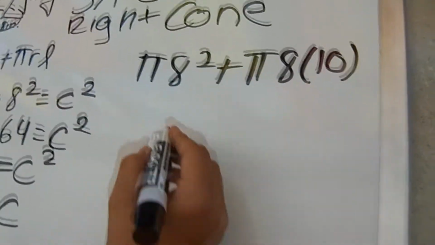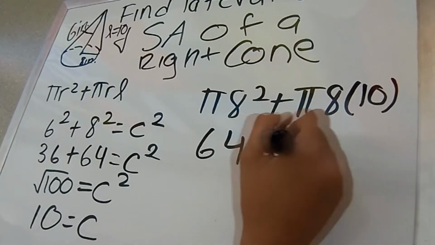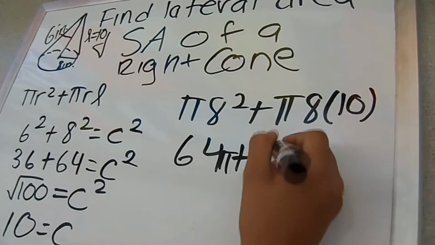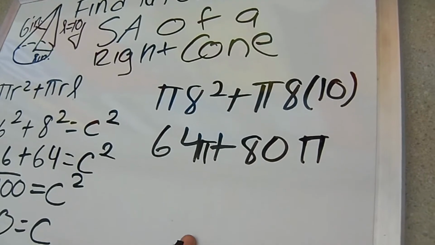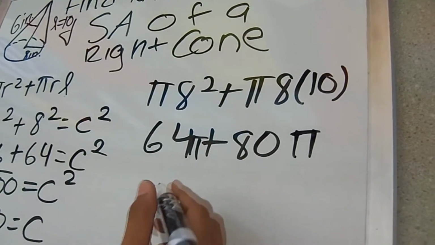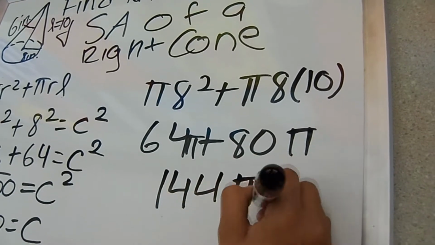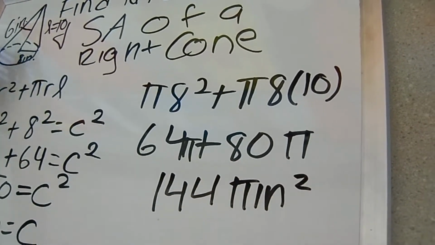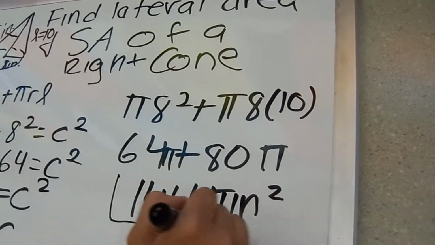And then from there, we would multiply this, which is 64 pi plus 80 pi. From there, we would add them together and get 144 pi inches squared. Don't forget the inches. It says right there. That is the surface area.